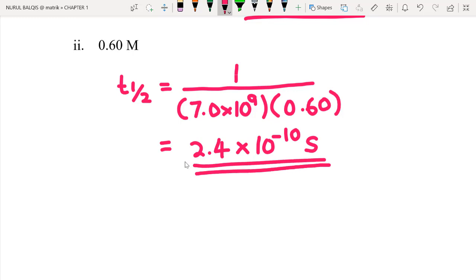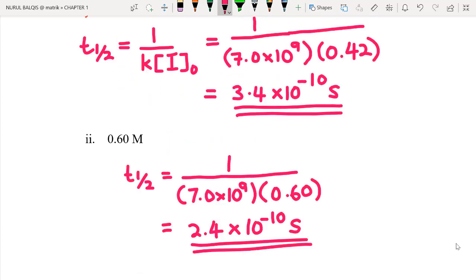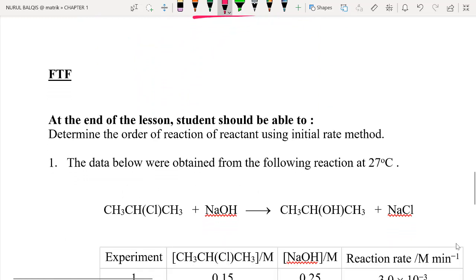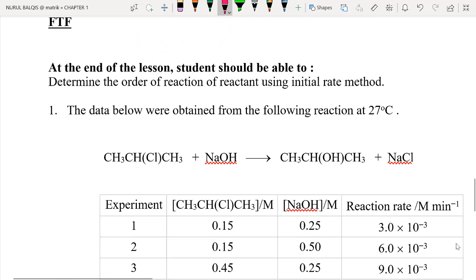Okay, that's it for our non-face-to-face questions. Let's proceed with face-to-face questions. At the end of the lesson, students should be able to determine the order of reaction of reactants using the initial rate method. So let's recall again, there are three methods to determine order of reaction, since we know already that order of reaction can only be determined via experiment.